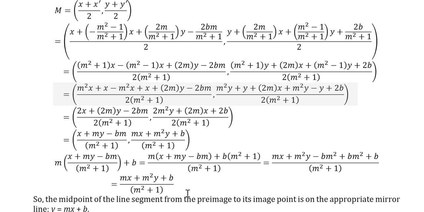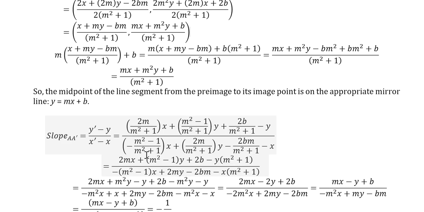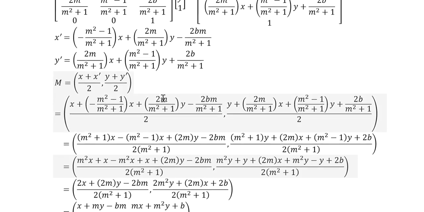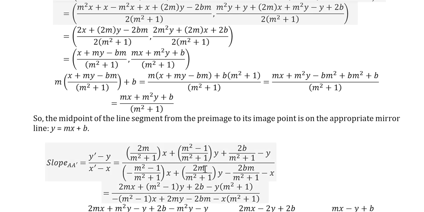So the mirror line is going to bisect that line segment connecting pre-image to image. Is it a perpendicular bisector? Well, let's look at the slopes. The slope of line A to A prime is y prime minus y over x prime minus x. Well, again, if we just pull our y prime and x prime formulas from up here and subtract y on the top, subtract x on the bottom from the x prime. So that's y prime minus y on the top, x prime minus x on the bottom.